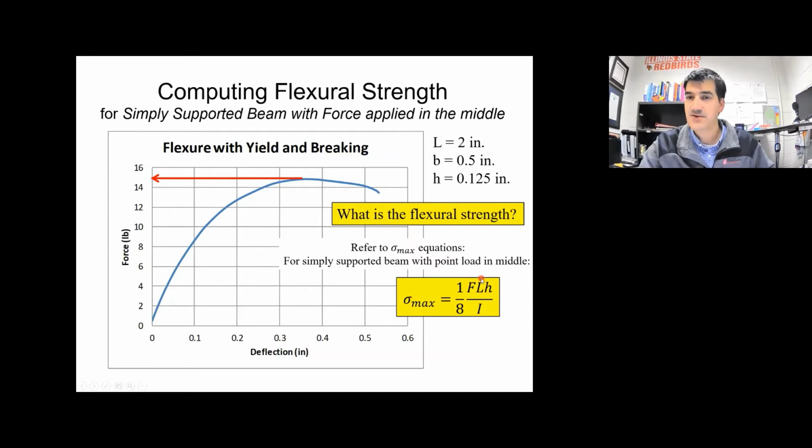L is the length or the span of the beam, and we're given up here, it's only 2 inches. It's a pretty small beam. So L is going to be 2 inches. H is given. That's only 0.125 inches. That's 1/8 of an inch.